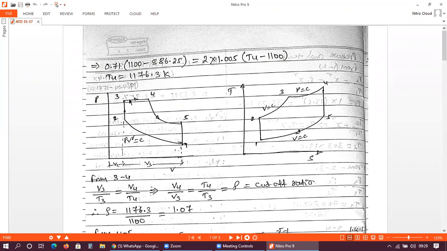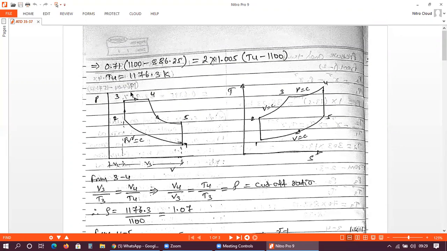Along with that, heat is added during the 3 to 4 process. So during the process 2 to 3, heat is added. How? At constant volume. As you can see, the volume is constant here. On the x-axis volume is there, so this volume is constant. The line represents 2 to 3, right?